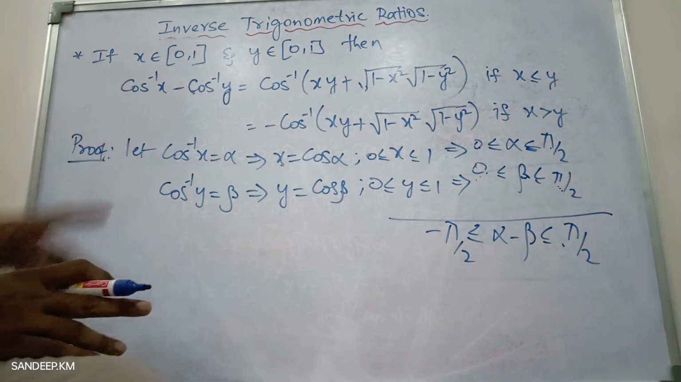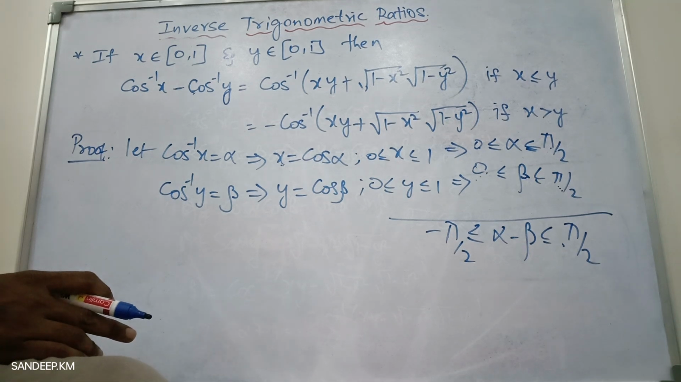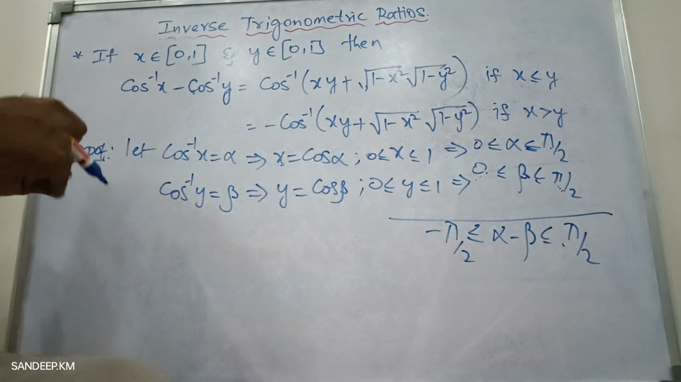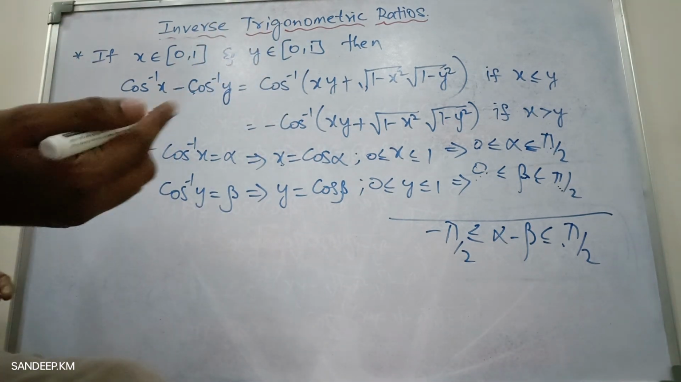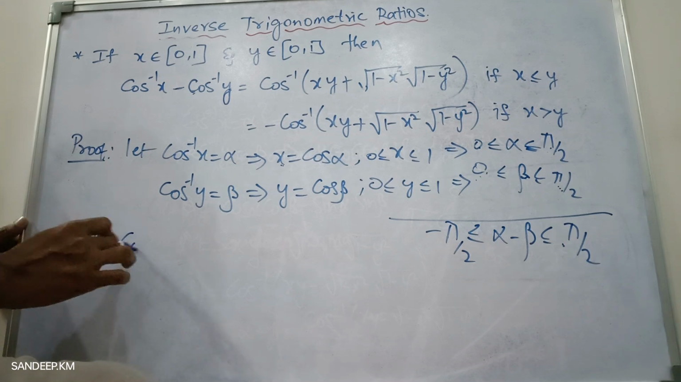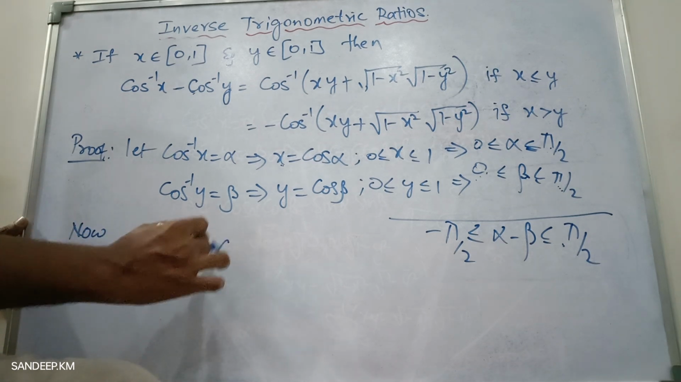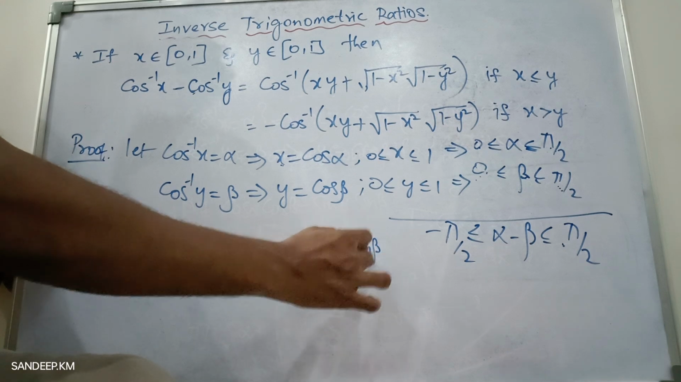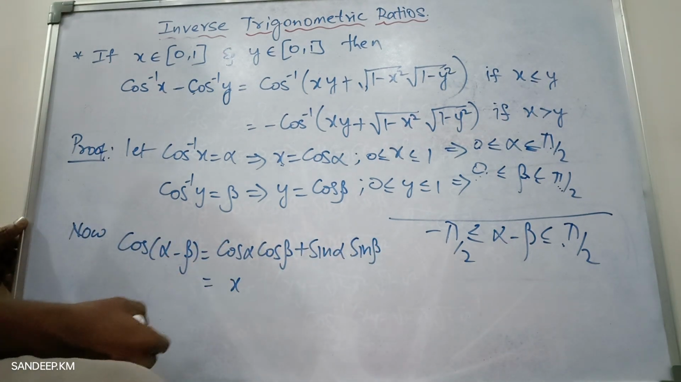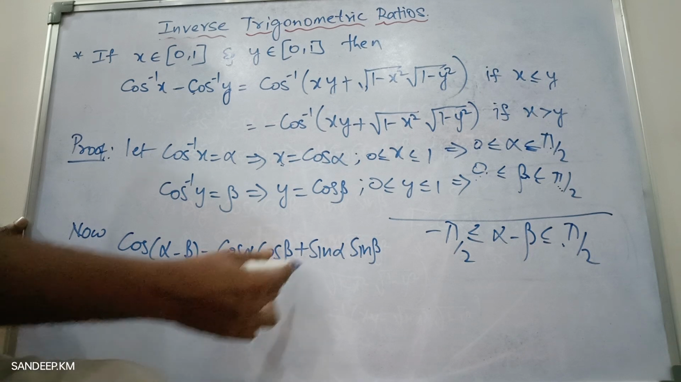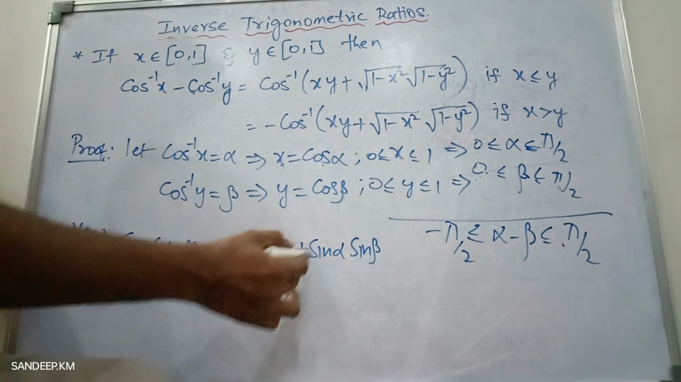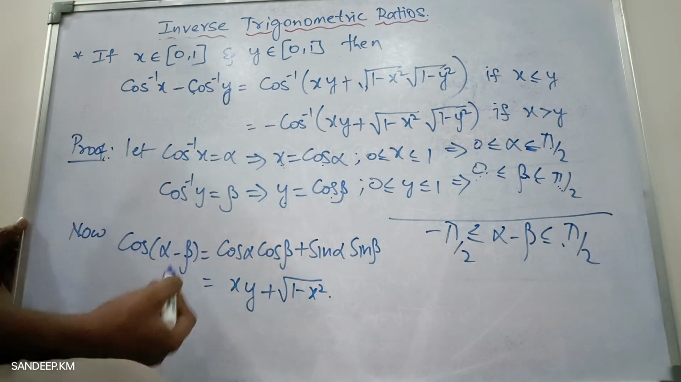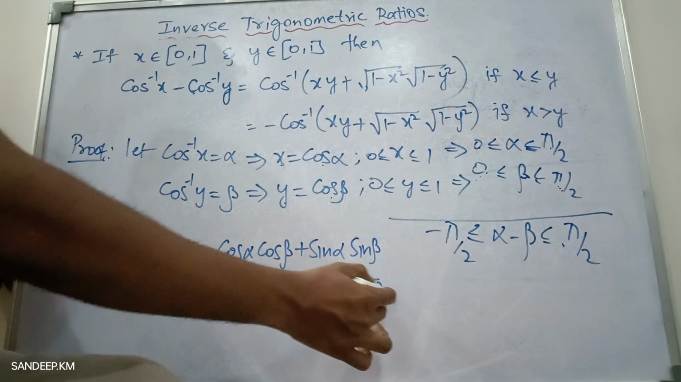Okay, and we have to prove that alpha minus beta is equal to this. So since we have to prove that alpha minus beta is cos inverse of something, let us see what is cos of alpha minus beta. So what is cos of alpha minus beta, dear students? Cos of alpha minus beta is cos alpha cos beta plus sin alpha sin beta. So cos alpha is x into cos beta is y. Plus sin alpha is what? If cos alpha is x, then sin alpha is root of 1 minus x square into cos beta is y. So sin beta is root of 1 minus y square.